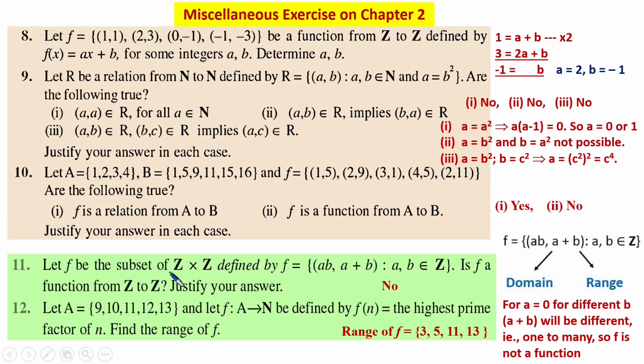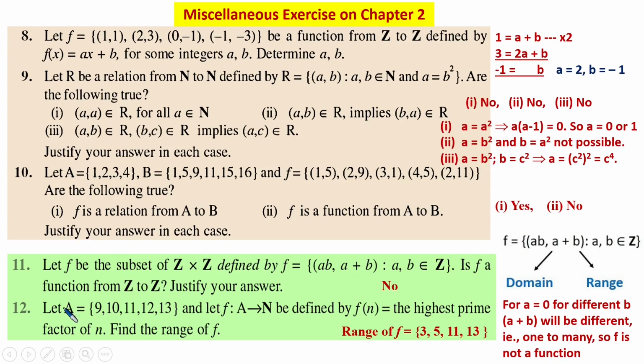Let F be a subset of Z cross Z defined by F equal to (a b, a plus b). So a is the domain, as I said earlier, and b is the range, where a and b belong to Z, that is, the integers. Is this F a function from Z to Z? Justify your answer. Here, suppose I take a equal to 0. Then a into b is 0. So for different b you will have different a plus b, so you will have different values. That is one to many, so F is not a function.